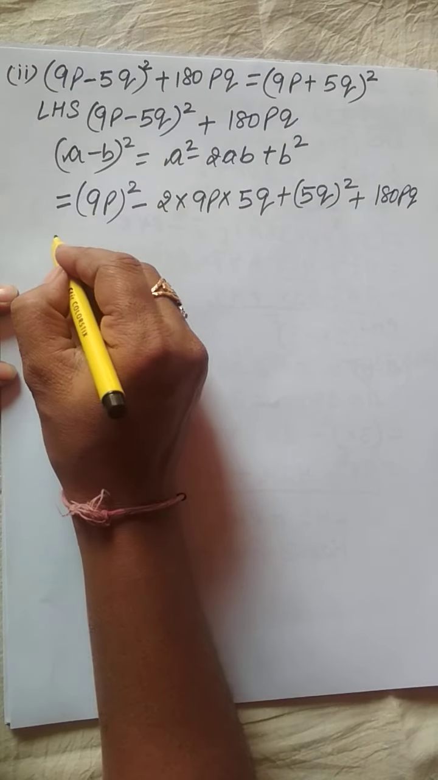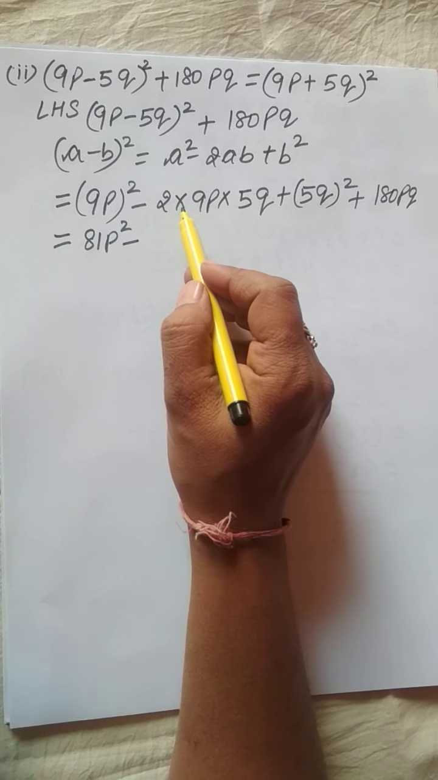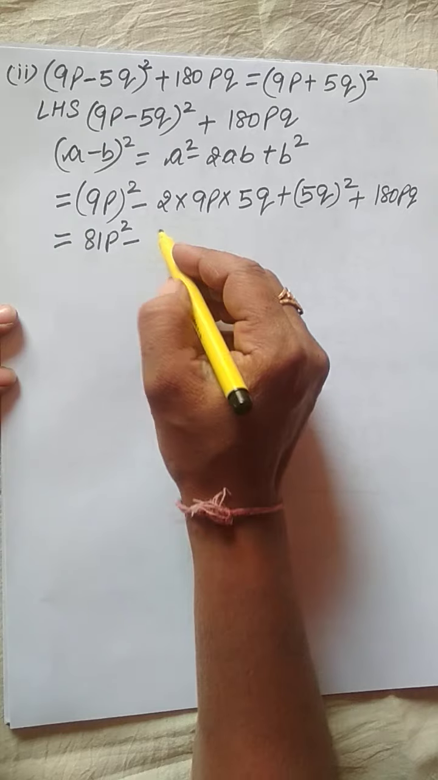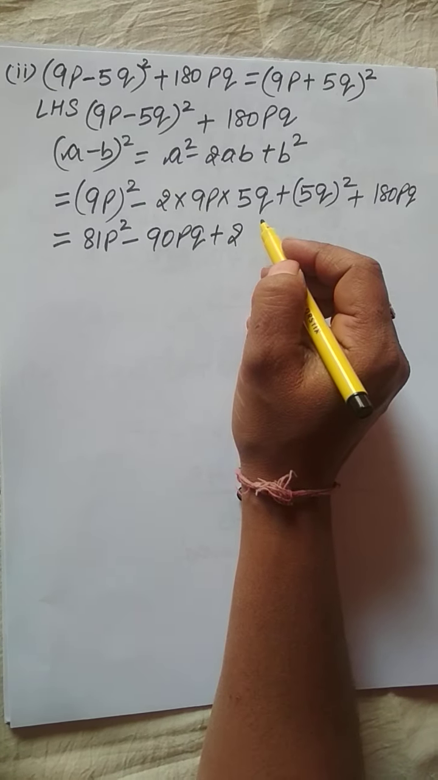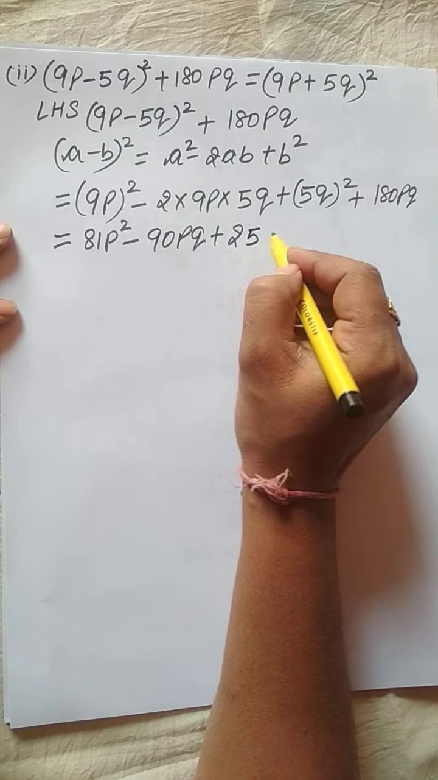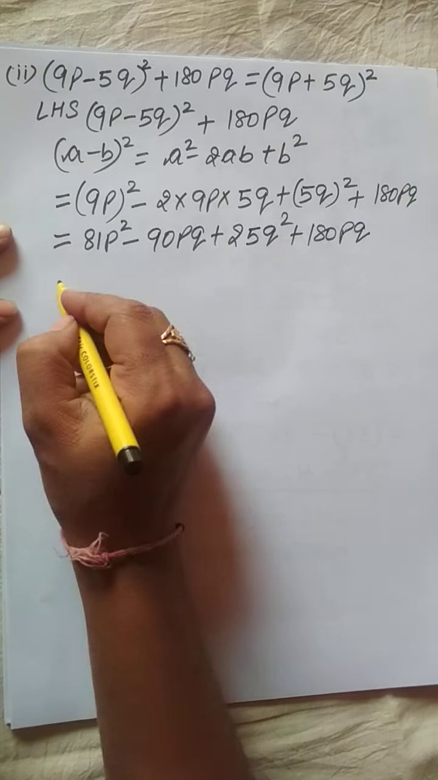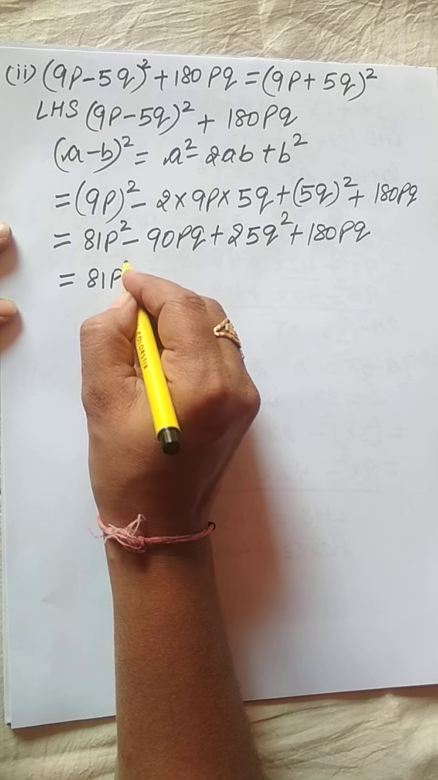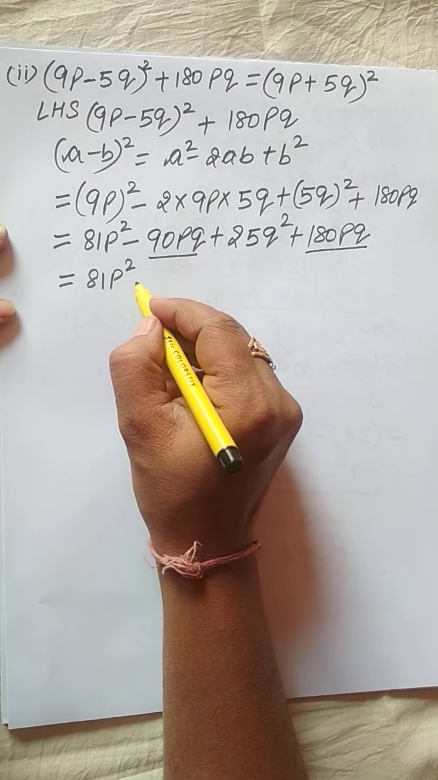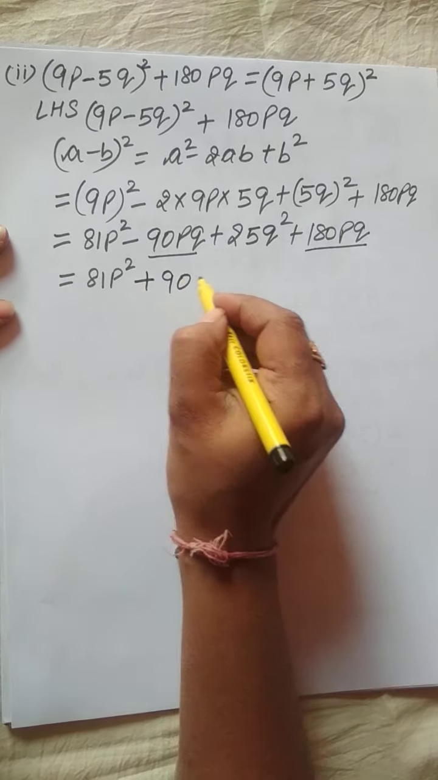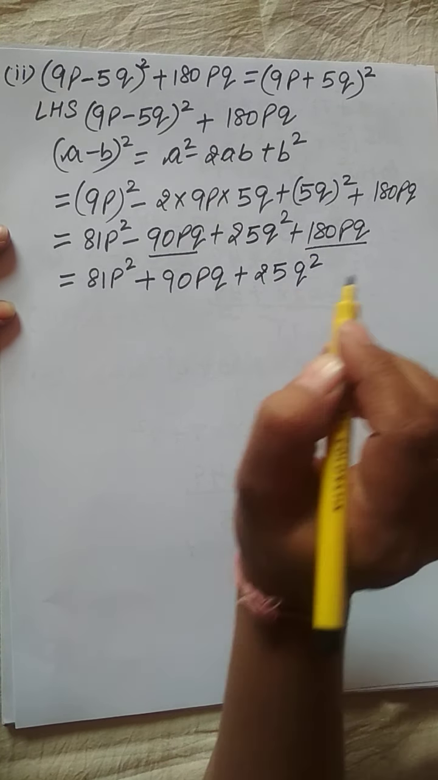Now (9p)² is equal to 81p² − 9 2's the 18, 5's the 90, 90pq + 25q² + 180pq. Now arrange the like terms. 81p² − 90pq + 180pq. It will be +90pq + 25q².